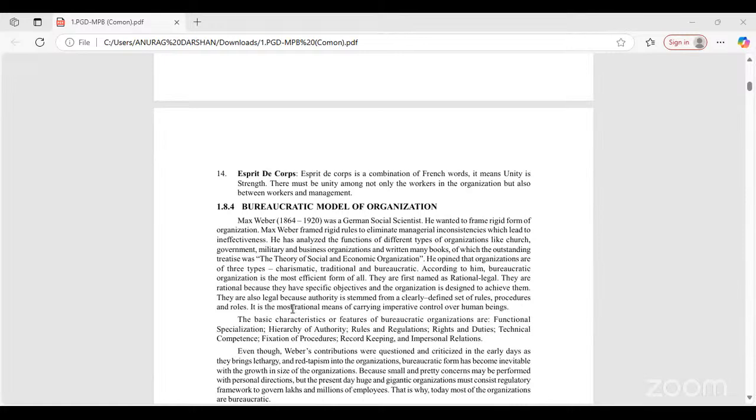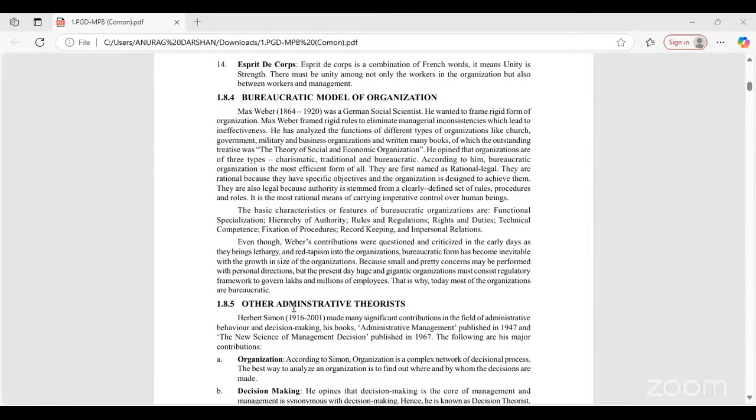So coming to the bureaucratic model of organization, the bureaucratic model has been given by Max Weber. So what does the theory say? The basic characteristics or features of this bureaucratic organization are functional specialization. So you need to have specialization in the functions, whatever you are performing. Hierarchy of authority: definitely the manager, then the senior executive, then the lower level executive, and then the worker. So there is some kind of hierarchy in the authority.